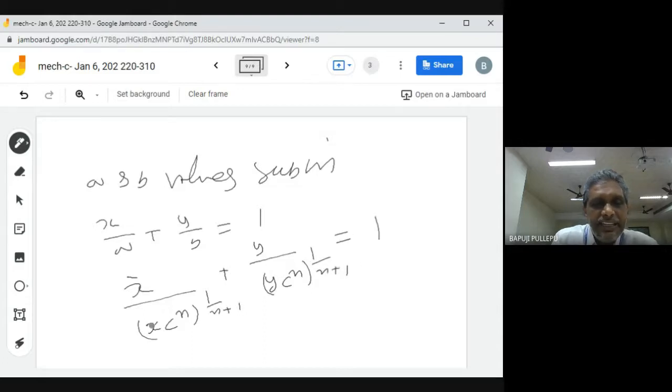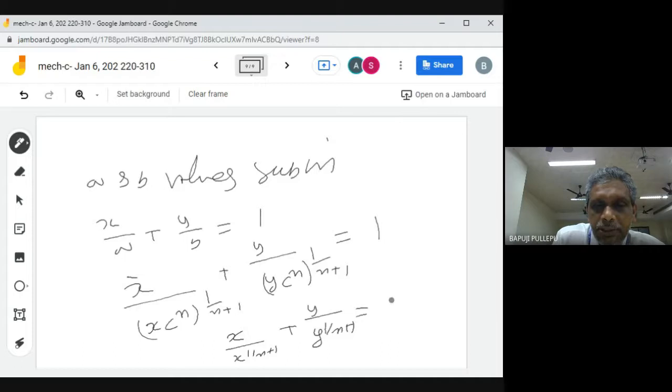So from this, can I take common c to the power of n by n plus 1? Can I take this side? Yes, sir. So how can I write? x by x to the power of 1 by n plus 1 plus y by y to the power of 1 by n plus 1 is equal to c to the power of n by n plus 1. You can take the numerator. 1 minus 1 by n plus 1 means what? n by n plus 1 you will get.